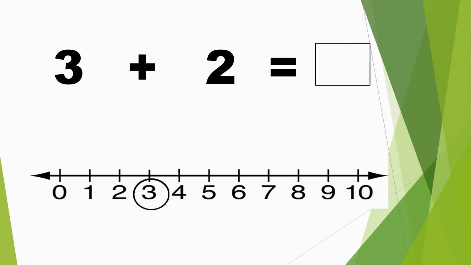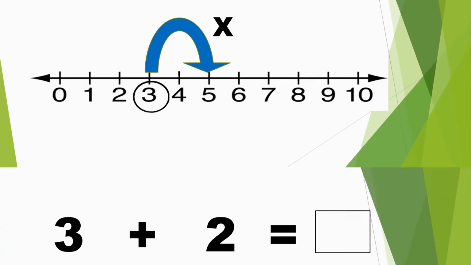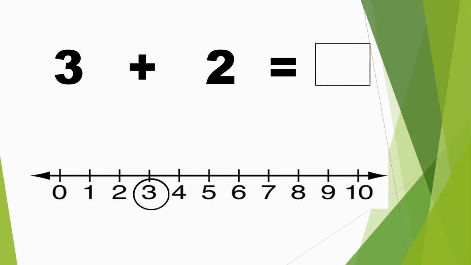Never hop 1 unit like this. This is incorrect. Remember, hopping 1 unit means going to the next number. So I will hop 1 unit from 3, and I came to 4. And when I hop another unit, I came to 5. So 1 and 2, I hop 2 units means 2 times. And by hopping 2 times, I came to 5. So 3 plus 2 is equal to 5.